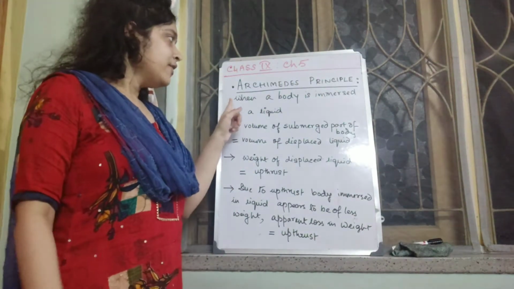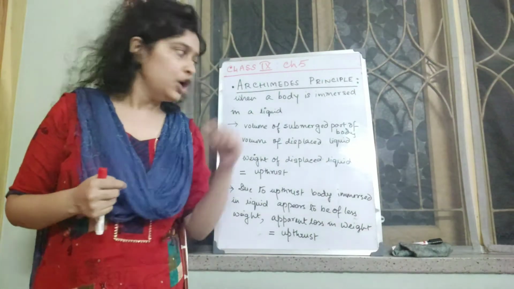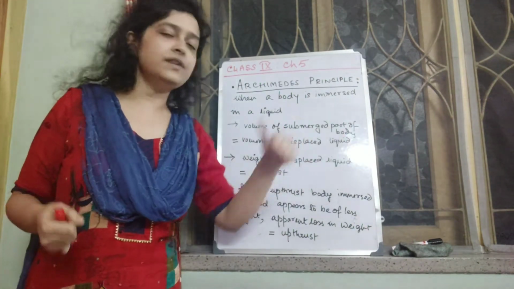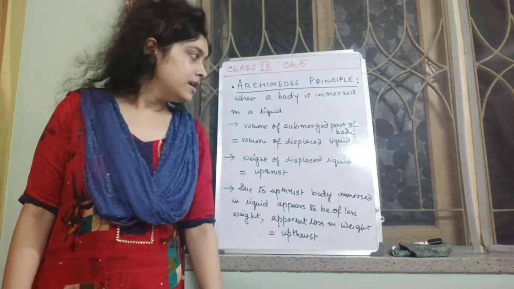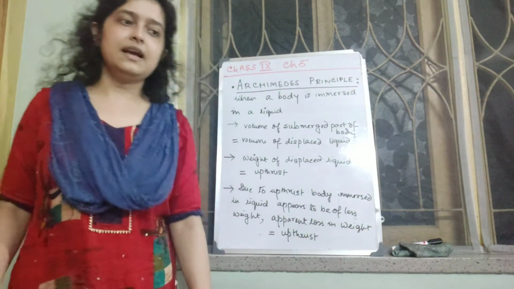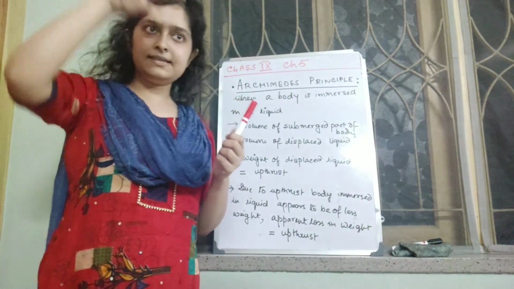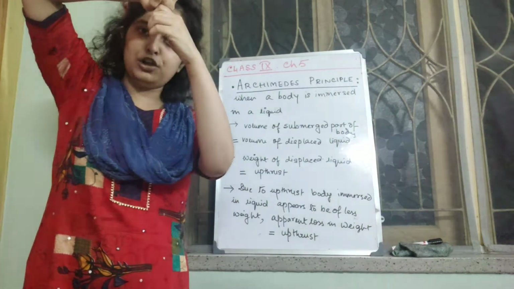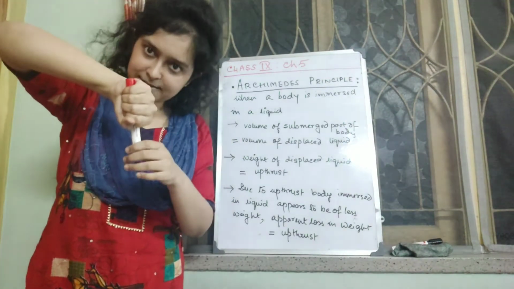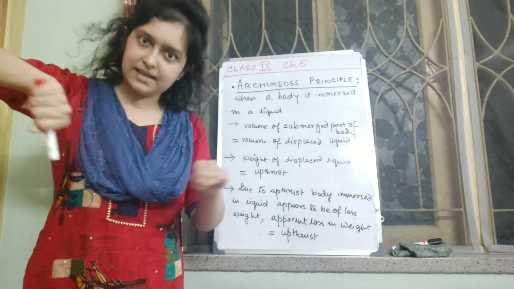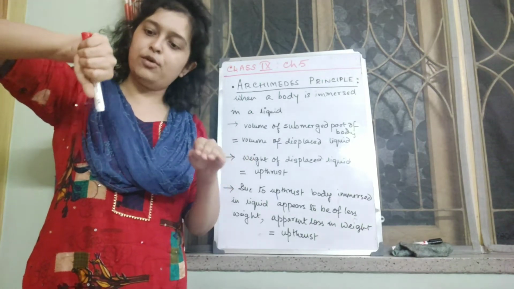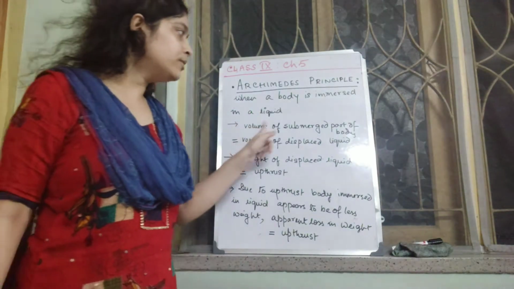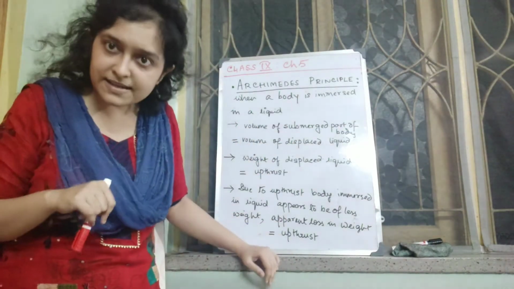So then, when a body is immersed in a liquid, first point, volume of the submerged part of the body is equal to volume of the displaced liquid, right? That means, if I am immersing a certain volume of the mercury, the volume of the displaced liquid is equal to the volume of the part of the mercury which I am immersing, right? So volume of the submerged part of the body equals volume of displaced liquid.